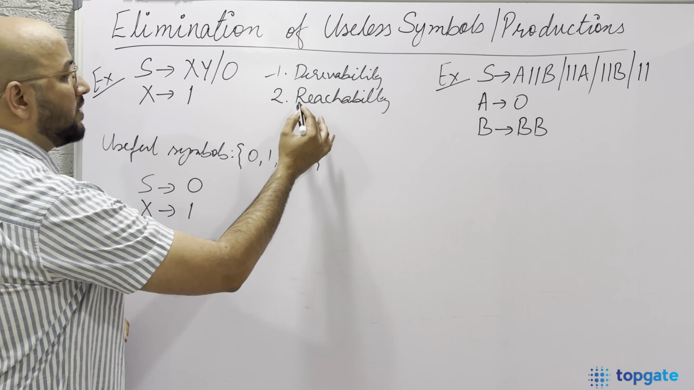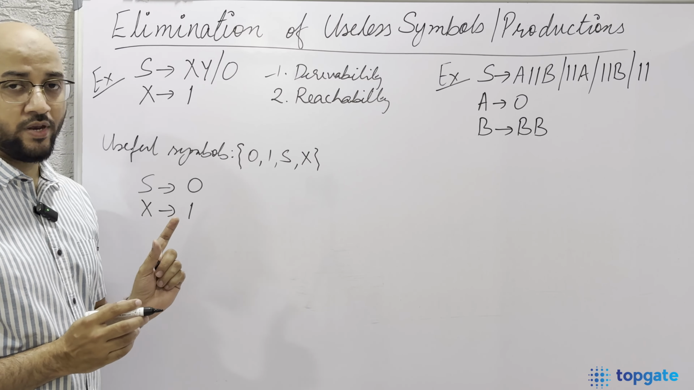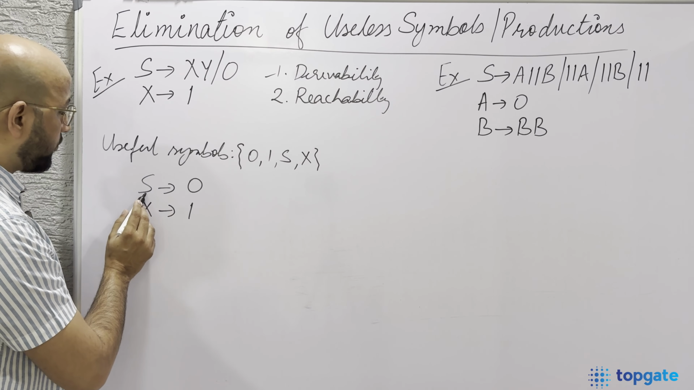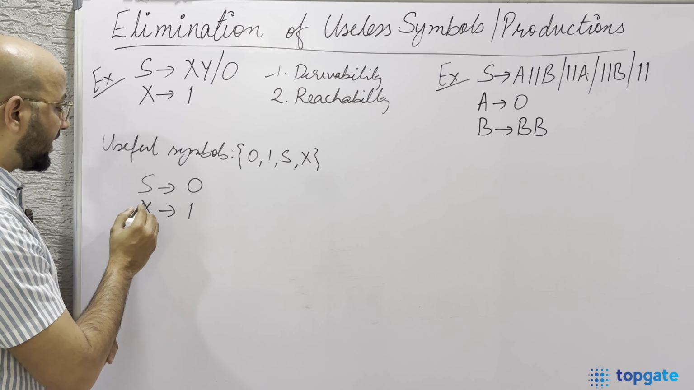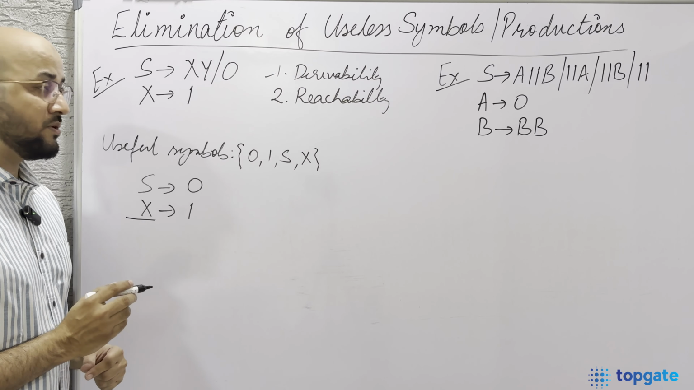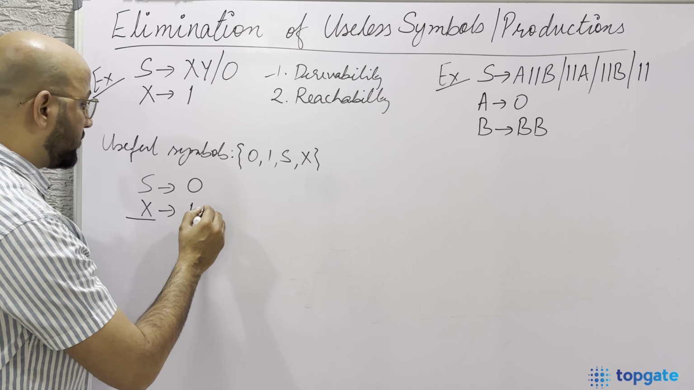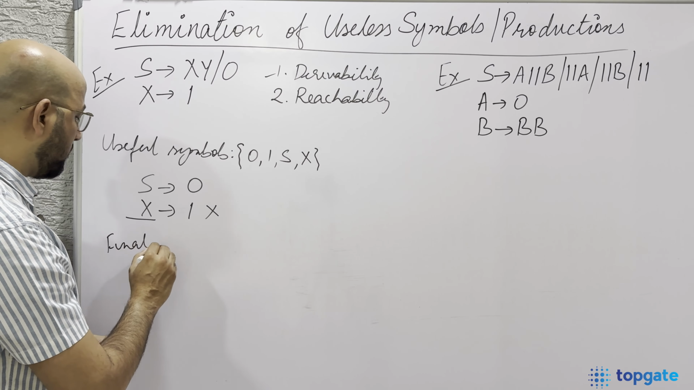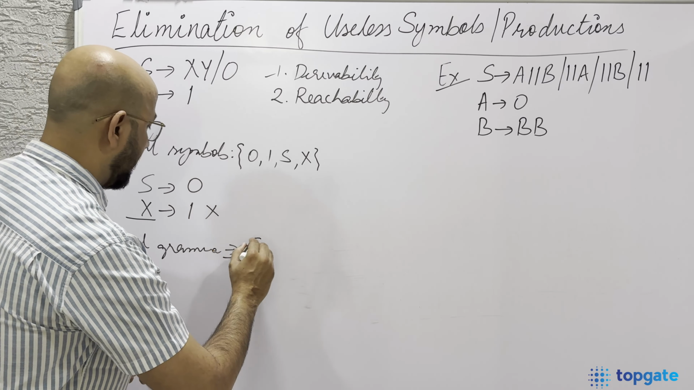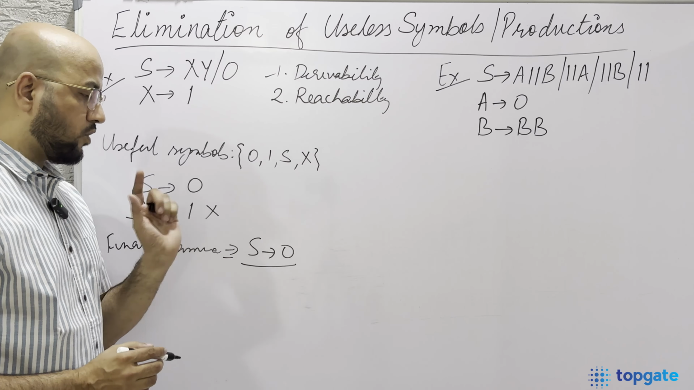Now the second step is reachability. That means every variable should be reachable from the start variable. You can see here that from S there is no way to get to X. Therefore this X is also a useless symbol, since it is not reachable from the start variable. Hence this also has to be eliminated, and my final grammar will be S tends to 0. So this is all that we have got.